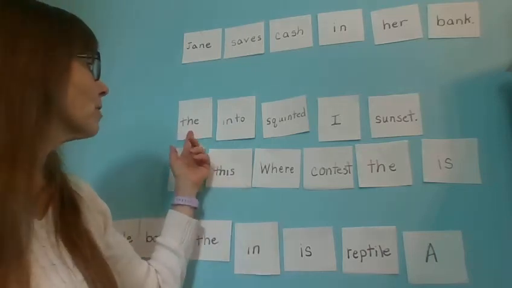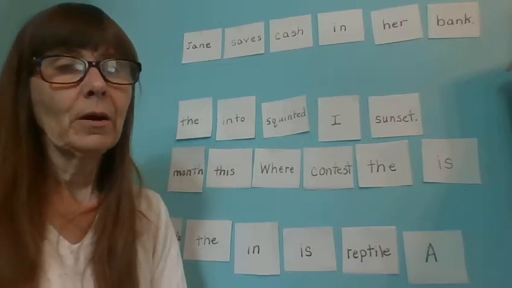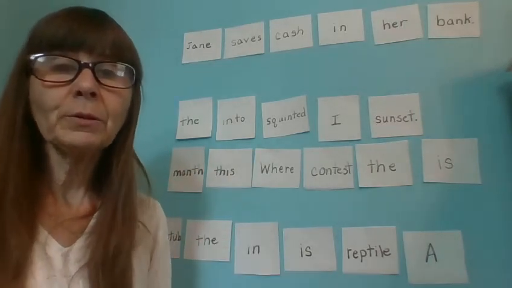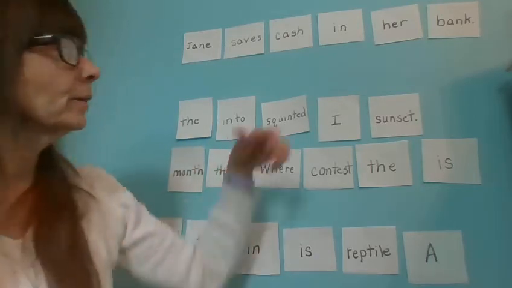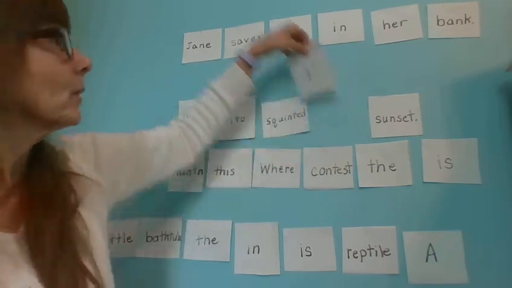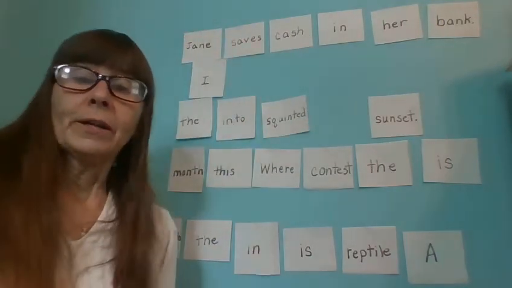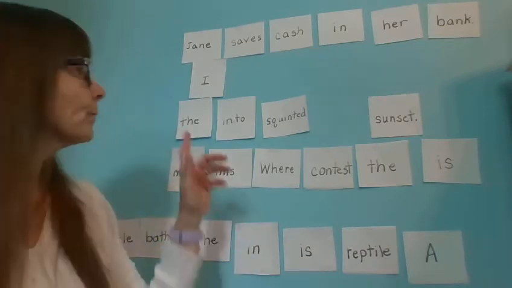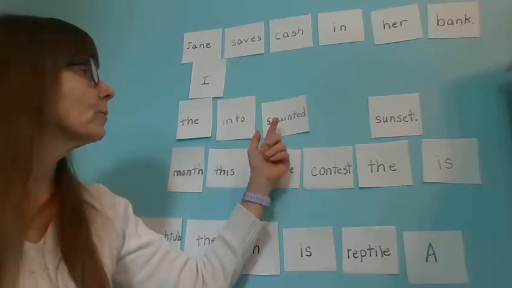Let's try this one. The into squinted eye sunset. All right, remember I told you, I gave you a little clue. It's going to start with a capital letter. Let's look at all these words, and there's only one with a capital letter. It's I. So we're going to put I first. So I did something, so we want to pick a word that means something you do. Nope, not something you do. Into, nope, not something you do.